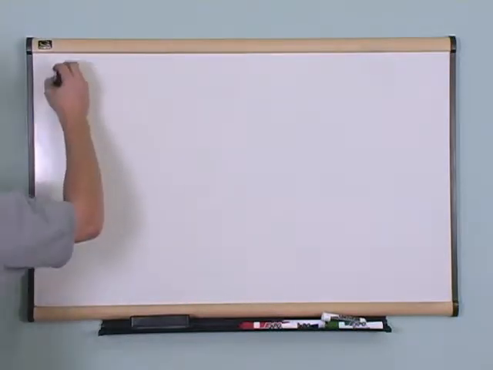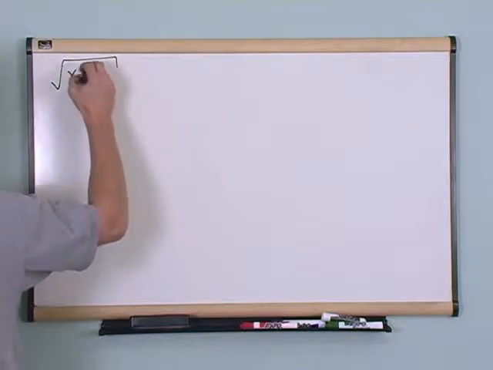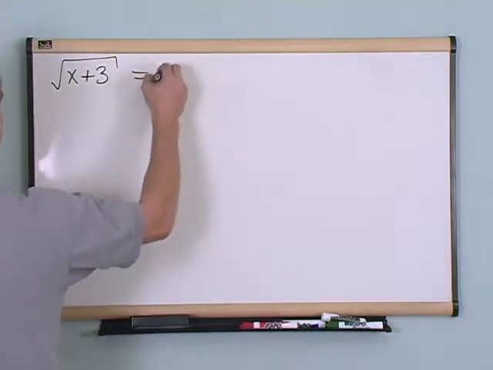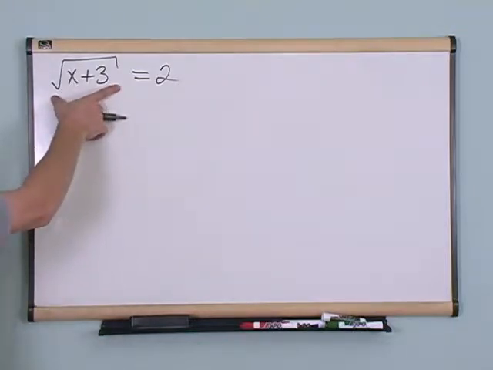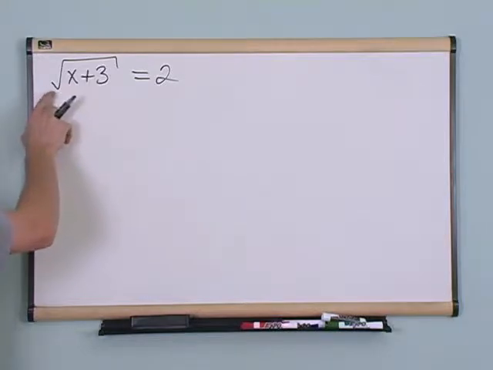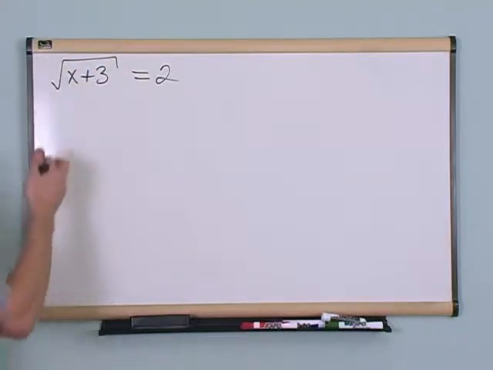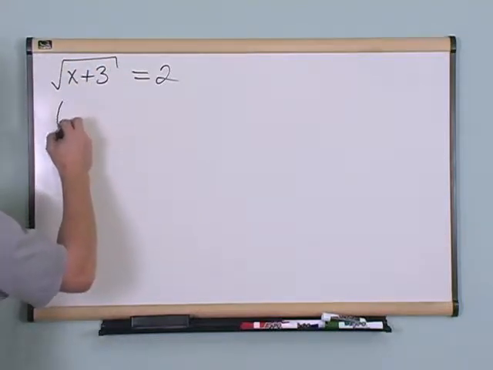Okay, let's move on and we'll do some problems of various complexity. Okay, what if you have the square root of x plus 3 and that's equal to 2? Well, the first thing I should look at is I should say, okay, here's a square root and I need to somehow solve for x. So the first thing I need to do is get rid of the square root. So how do I do that? Well, I square both sides.